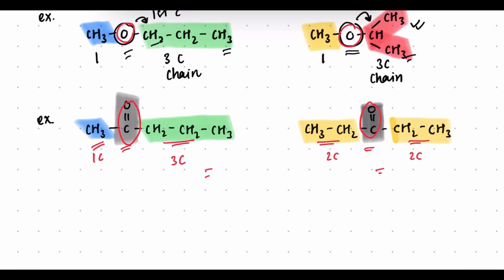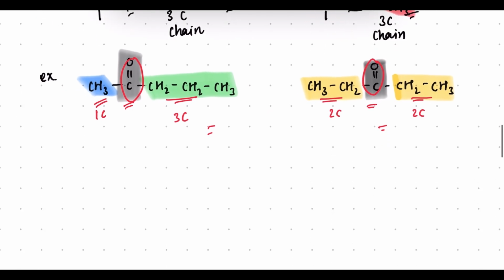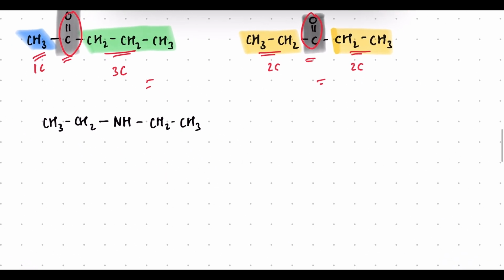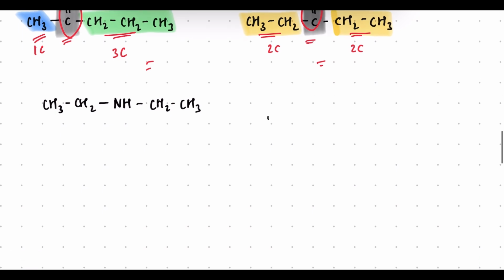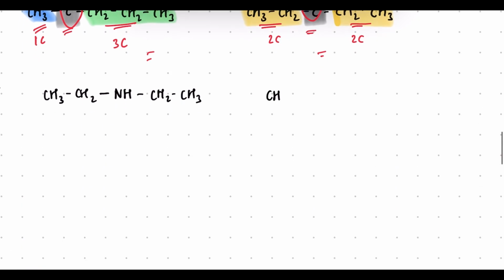Now finally we've got another example. So we've got CH3, CH2, NH, CH2, CH3. That's one example. And the second part is CH3, NH, CH2, CH2, and CH3.